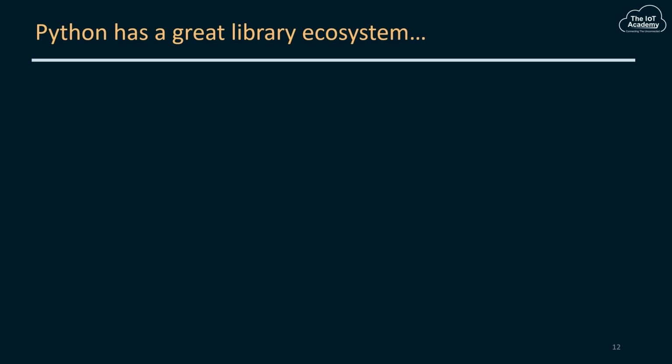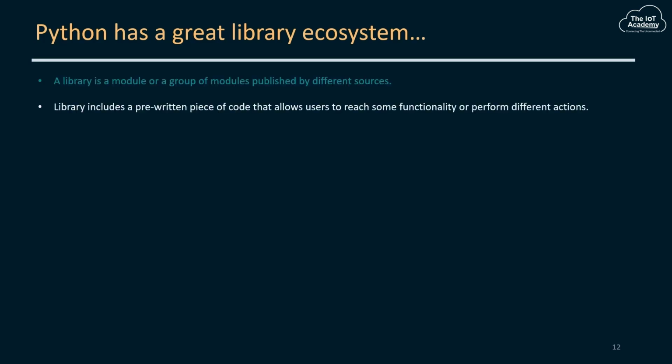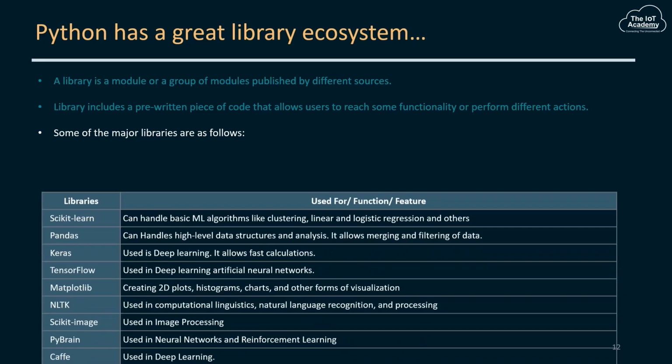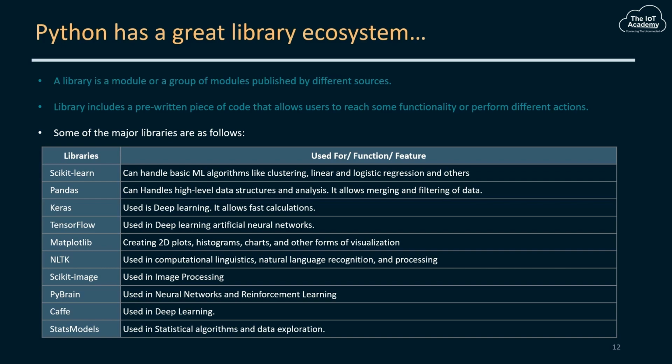Python has a great library ecosystem. A library is a module or a group of modules published by different sources. Library includes a pre-written piece of code that allows users to reach some functionality or perform different actions. Some of the major libraries are as follows. Scikit-learn. It can handle basic ML algorithms like clustering, linear and logistic regression, and others. Pandas can handle high-level data structures and analysis. It allows merging and filtering of data.